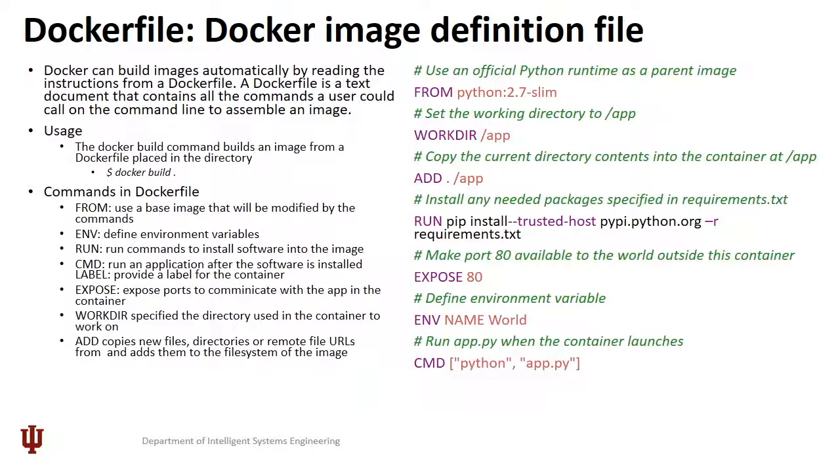In addition, we would like to run, at the time when we create the container image, an installation of Python. We expose port 80. We create an environment variable called name, which we initialize with the value world. And we want to execute the command python up.